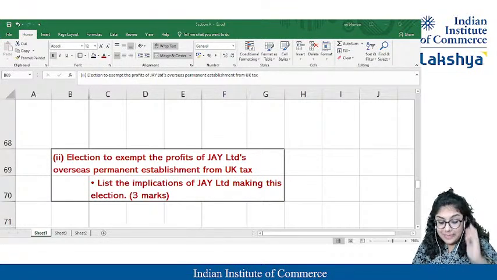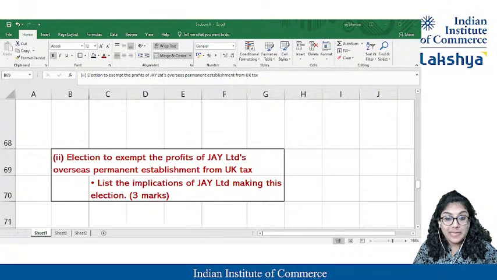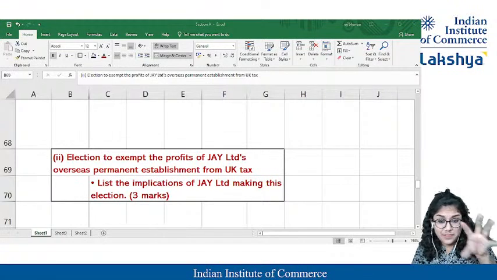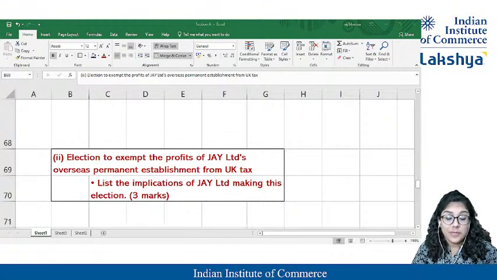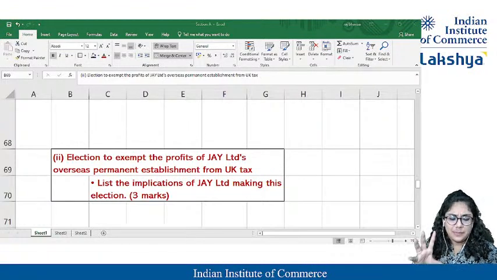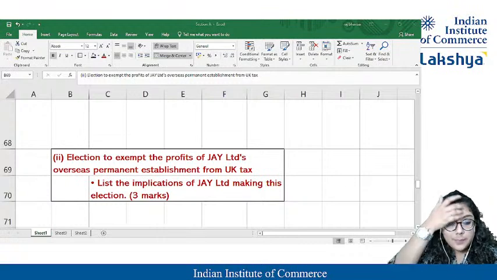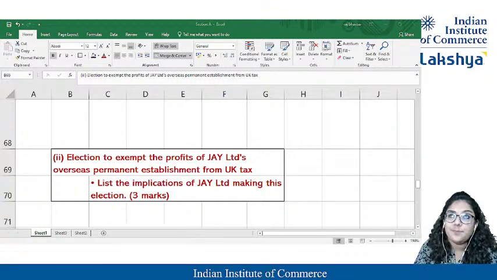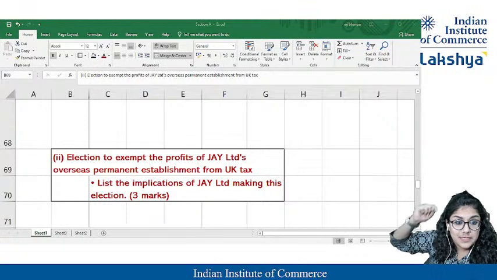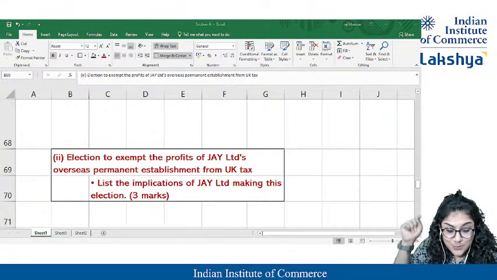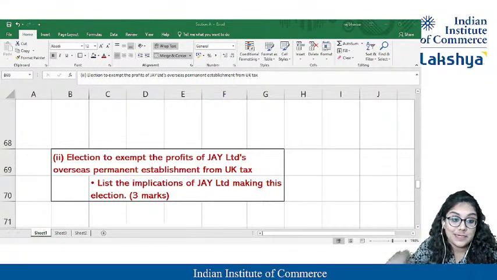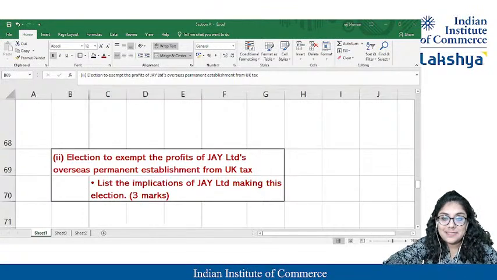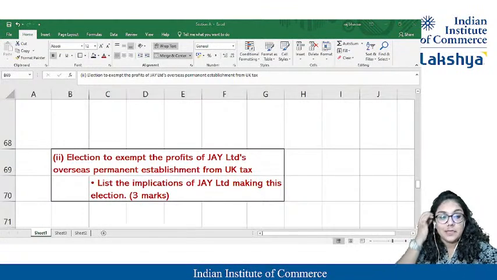If I'm so sure, I want to elect something to exempt the profit overseas from UK tax, that means the election is available to the UK resident company. They can get it. But students, we have to see how much profit it is, and an extra percentage of tax. In that country it was 13%, in my country it is 19%. So an extra 6% is to be adjusted. So let us write the answer the way it is to be formed.